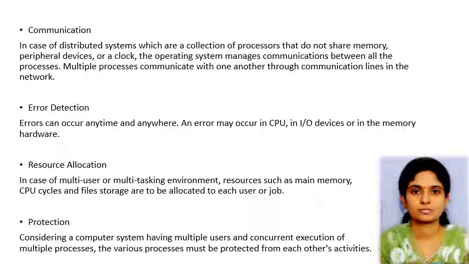So communication, in general, is something the operating system manages between all the processes. Here, multiple processes can communicate with one another through communication lines in the network. So what happens to establish the communication?